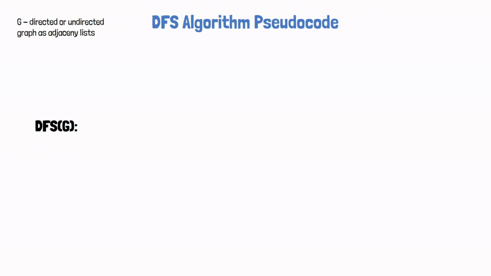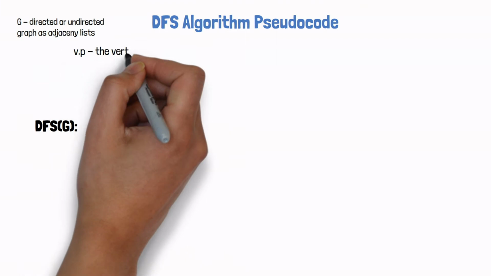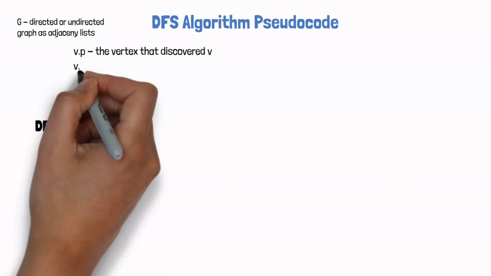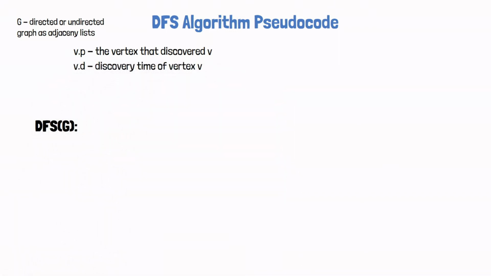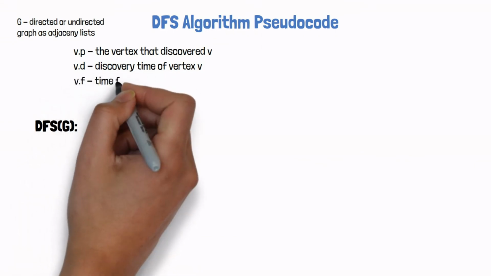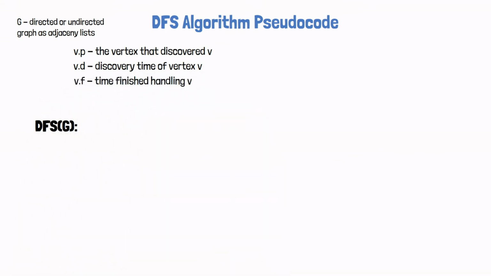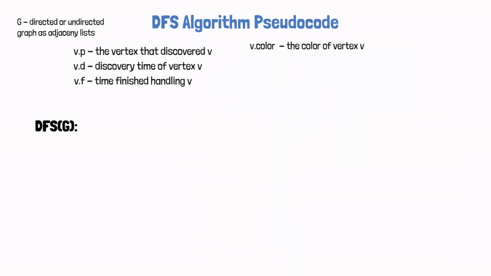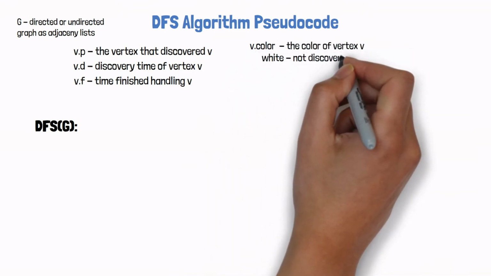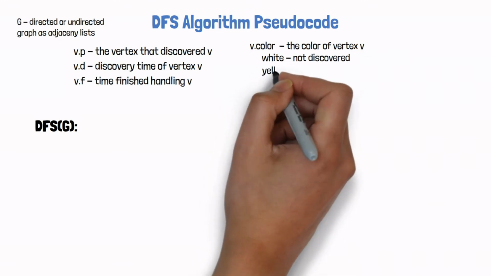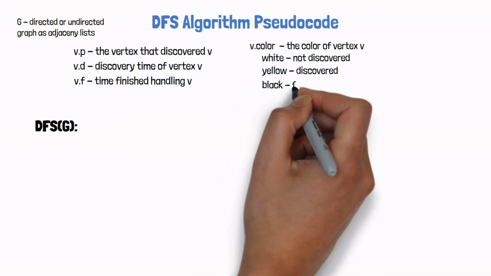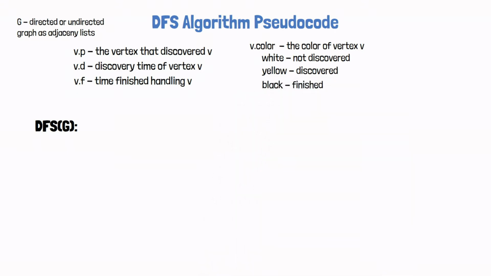DFS will track the following properties: the parent of each vertex, which is the vertex who discovered that vertex during the DFS run, the time in which each vertex was discovered, and the time in which DFS finished handling a vertex. Lastly, DFS also assigns color to vertices, such that white means that the vertex was not yet discovered, yellow means that the vertex was discovered, and black means that DFS has finished handling that vertex.